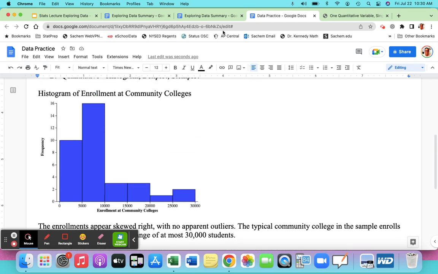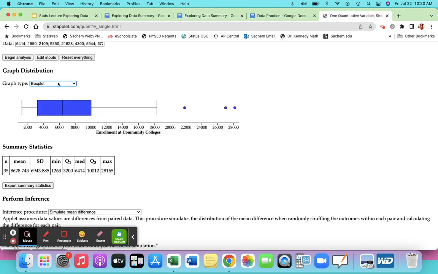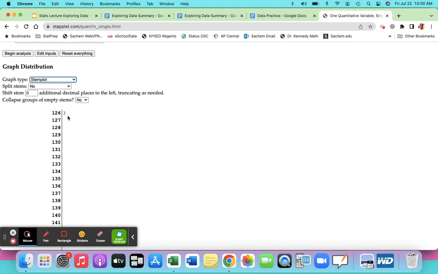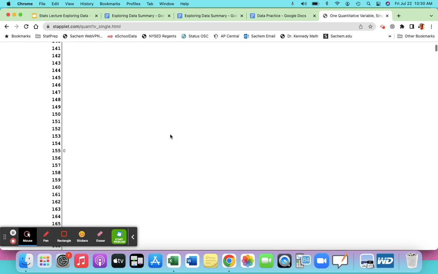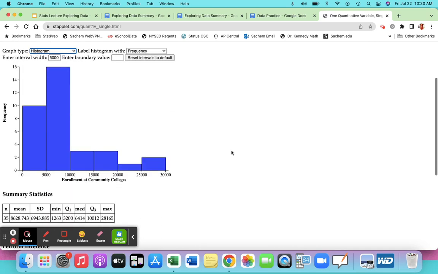Box plot. You could do a stem plot, but I don't think it's going to look very good with this data. Let's look at a stem plot. So 1263 was the minimum. Then there's a big gap. 1550. I mean, this is not a good stem plot. It's got a stem for every 4-digit number, and it's just really spread out and cumbersome and impossible to read. So let's not look at that. Let's go back to histogram. That was kind of my favorite representation.